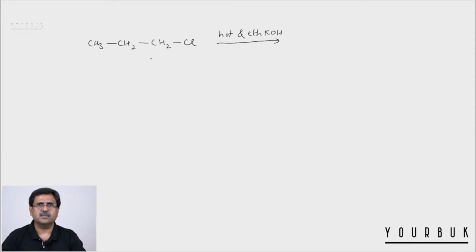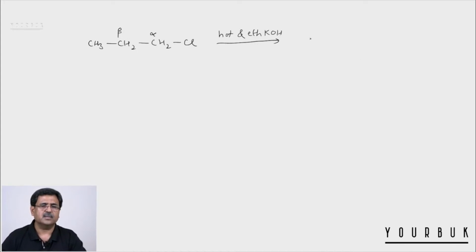Now we will take some examples. This is our first example. We are starting with normal propyl chloride, and we are reacting this compound with hot and ethanolic KOH. First of all, you identify which carbon is your alpha carbon and which is a beta carbon atom. This is alpha carbon, this is beta, and there is only one beta carbon present from which the H can be removed. Since you have only one beta carbon atom, only one alkene is formed.